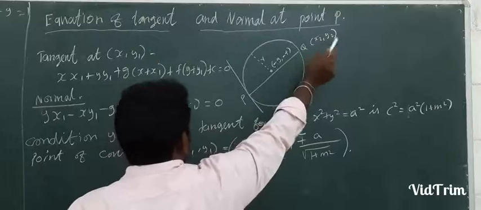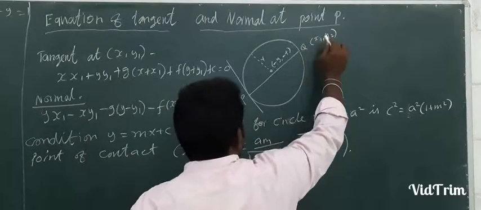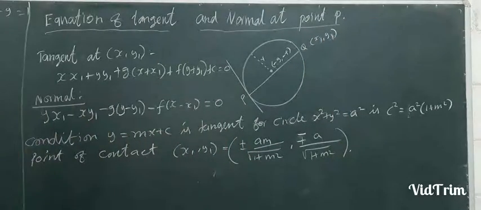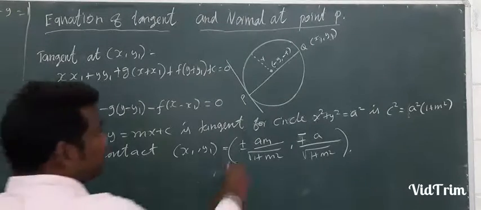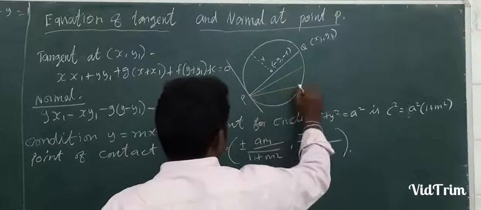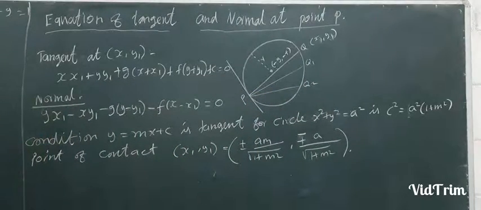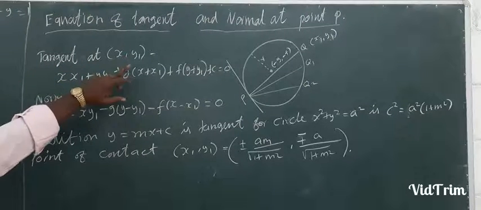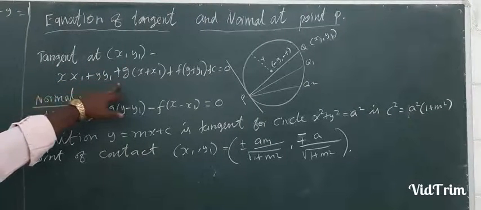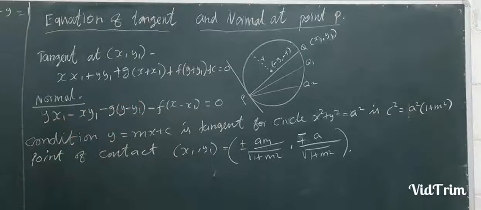The point Q is (x1, y1), whatever it is, because we may draw many lines from the point P like this, Q1, Q2, etc. If you draw like this, we may form the equation of the normal and the tangent. First you focus on the tangent, then you may draw the normal. The equation of the tangent at (x1, y1) is xx1 + yy1 + g(x + x1) + f(y + y1) + c = 0.